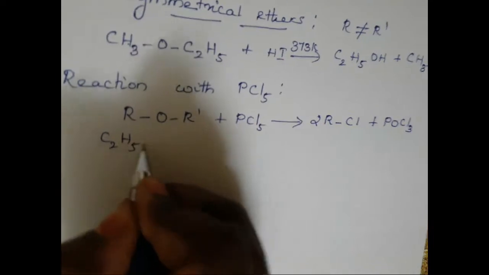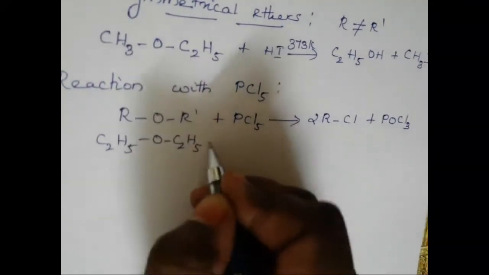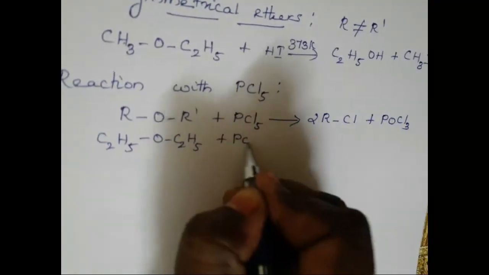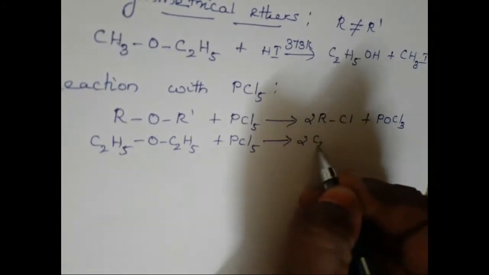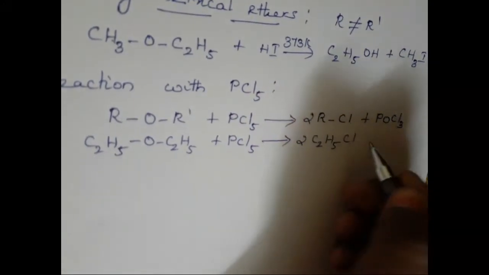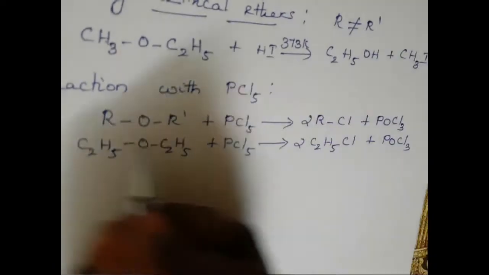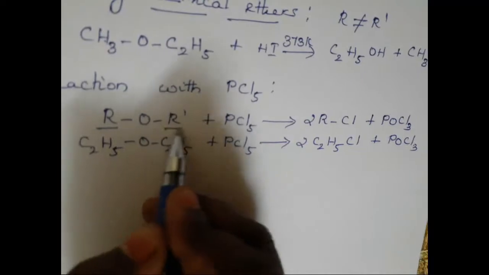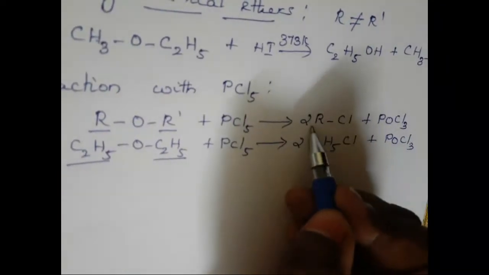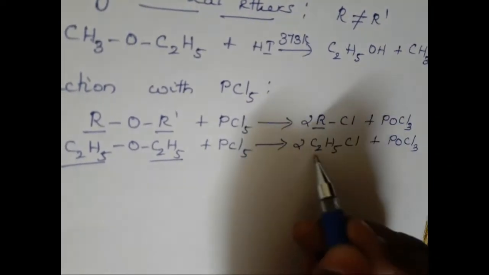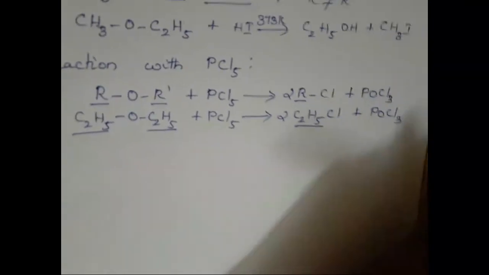We are going to take C2H5OC2H5. You all know that it is nothing but diethyl ether. When it reacts with phosphorus pentachloride, it will form two molecules of C2H5Cl, ethyl chloride, plus POCl3. Here I have simply replaced this R and R dash by C2H5, that is ethyl group. So I have replaced here too the R with C2H5. Now let us see the next reaction.